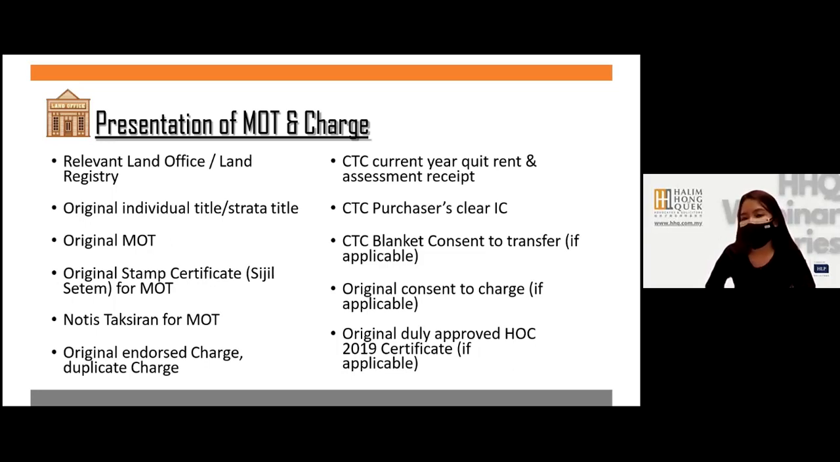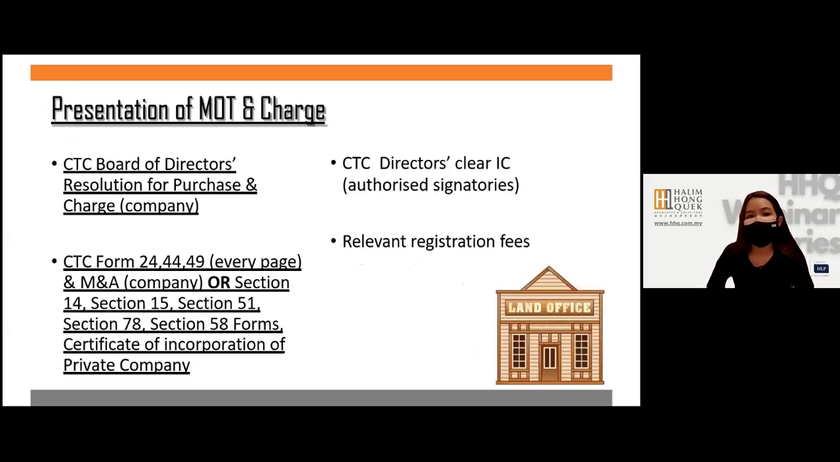And in the case that state authority consent is needed, of course, we need to get the certified true copy of the consent approval. And if there is a HOC or stamp duty exemption, we need to submit the duly approved HOC certificate if applicable. If your case is not, then you need not submit on the PUA issue.